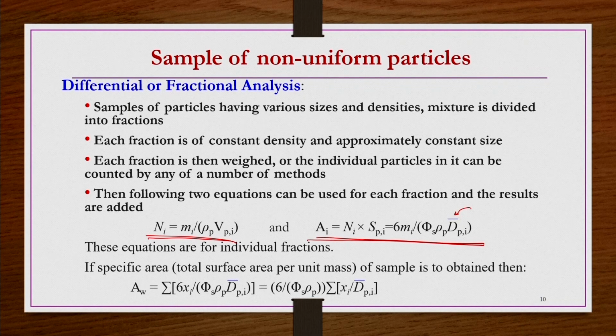So, then that you do. Small m_i by capital M, let us say capital M is the mass of the total sample, that should be kind of mass fraction. And then for a given individual fraction, in general the sphericity may remain the same and the particle density may also be the same. So, those things may be separated out. If they are not the same, then they should be kept inside the summation. Okay. So, for the individual fractions, all the A_i are added together and divided by the total mass of the sample, so that we get the specific area of the non-uniform mixture.